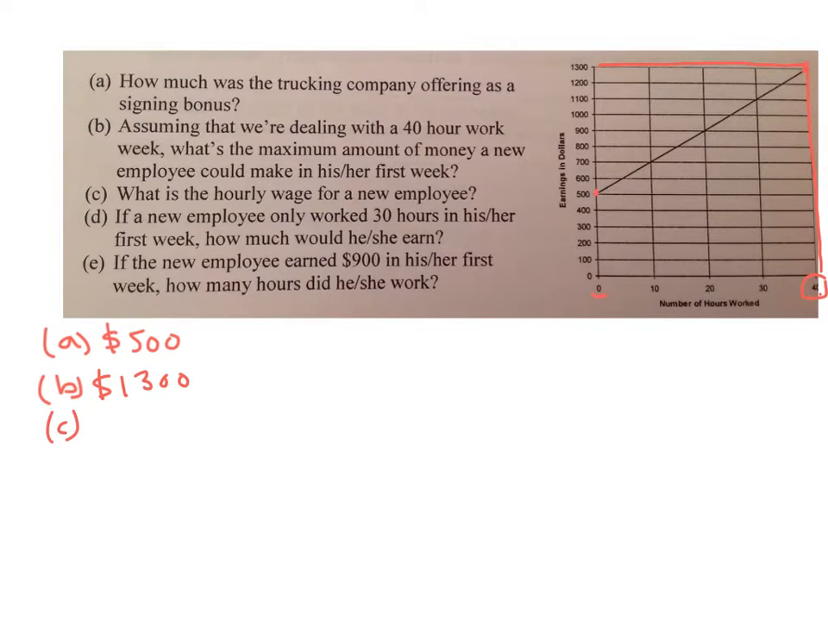What is the hourly wage for a new employee? Well, let's take a look. In 10 hours, so from 0 to 10 hours, the employee goes from $500 earnings up to $700 in earnings. So in 10 hours, they're going to make, well, 700 minus 500 is 200. So they're going to make $200 in 10 hours.